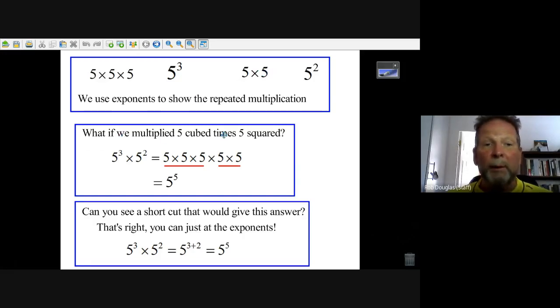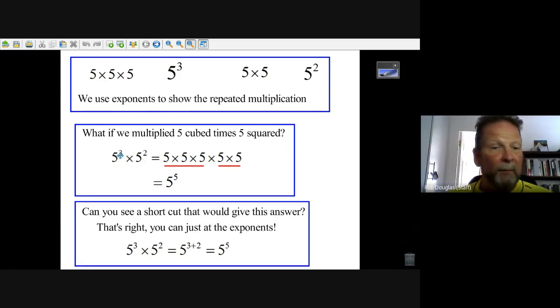But what if we multiplied these two numbers together, 5 cubed times 5 squared? Well, the 5 cubed is 3 5s multiplied together. The 5 squared is 2 5s. Altogether, you can count 1, 2, 3, 4, 5. There's 5 5s all multiplied together. But maybe you can see a shortcut for getting this answer.